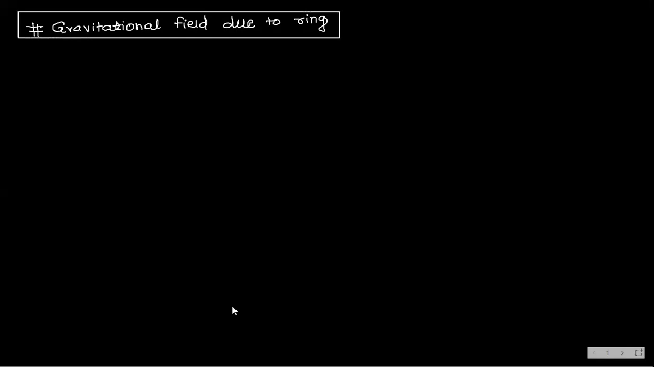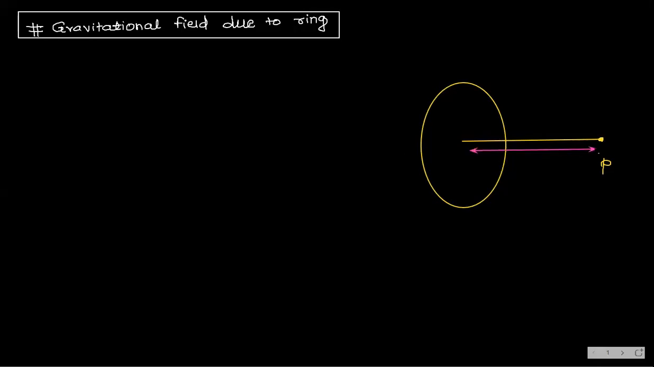So first of all, I'm taking a ring. See, this is a ring, and I'm selecting one point. Let us suppose point P on this axis. This is the center of the ring and this is the point P, which is, let us suppose, at a distance x.